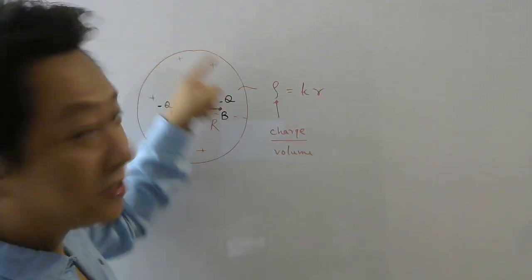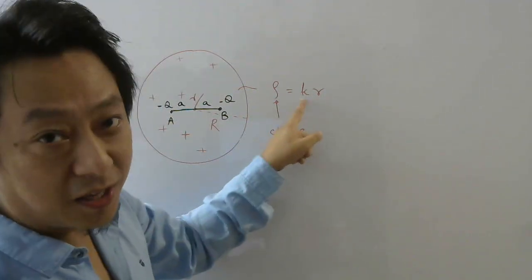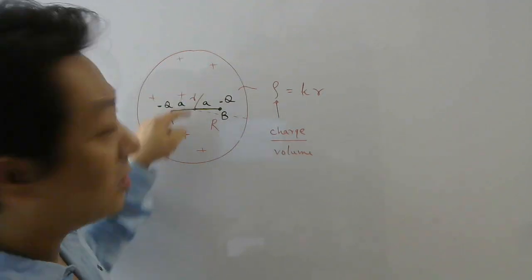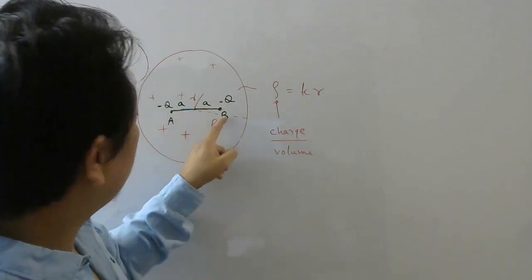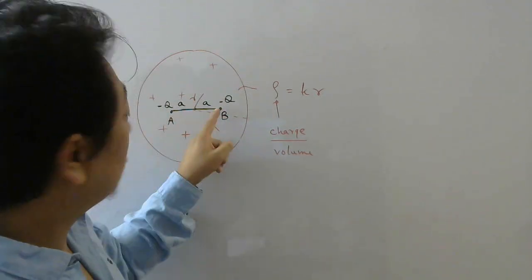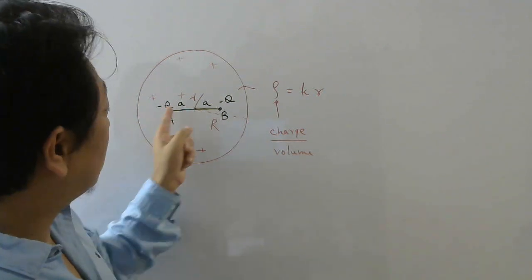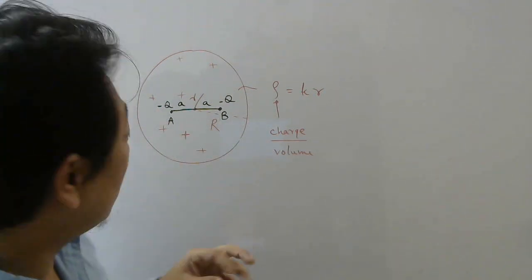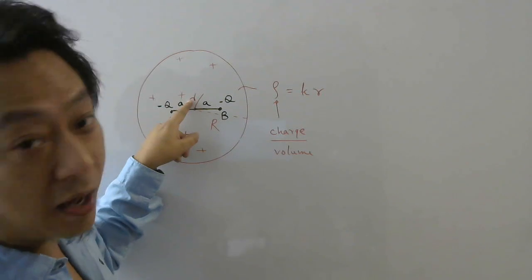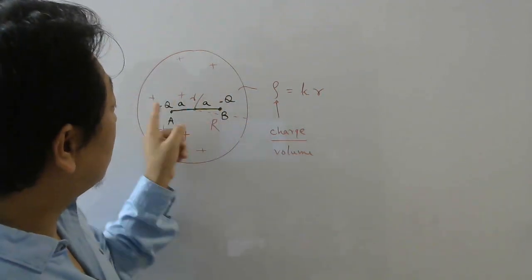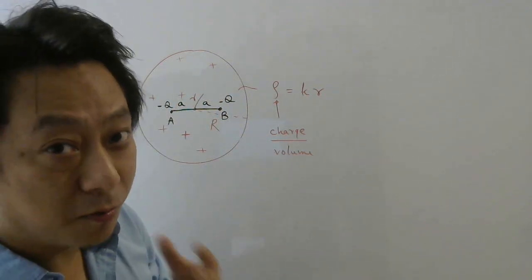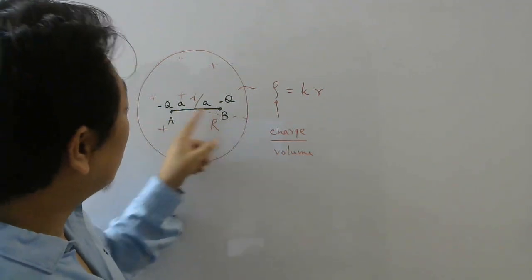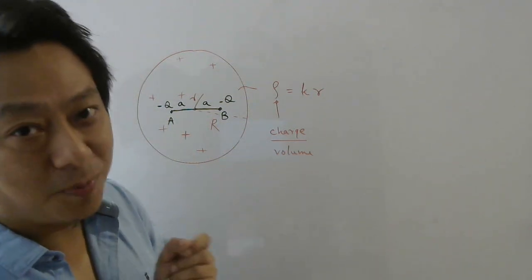Here is the spherical charge whose density is given as k times small r. Small r is the distance from the center. And A and B are two point charges of minus q separated by a distance of 2a. Now what they want is the relation between capital R and small a so that one of these charges will not experience any force. Now why will this charge or this charge not experience force?